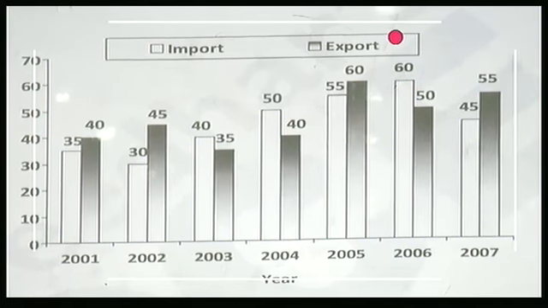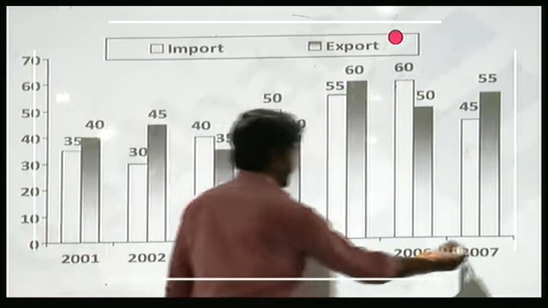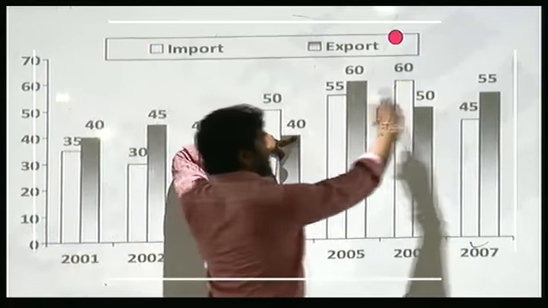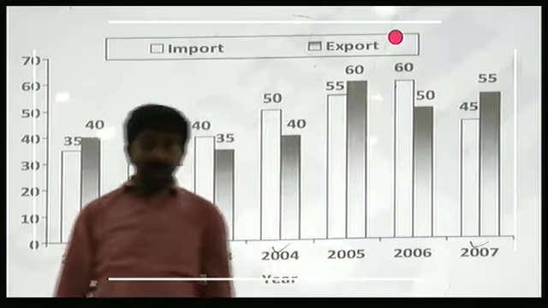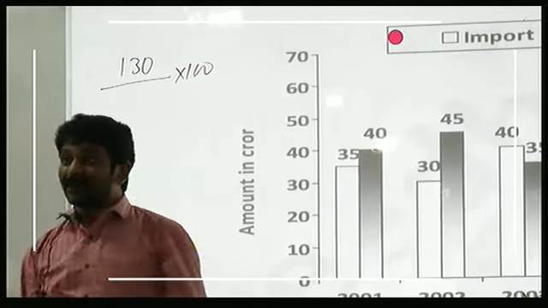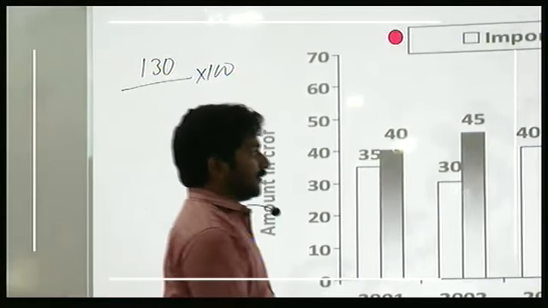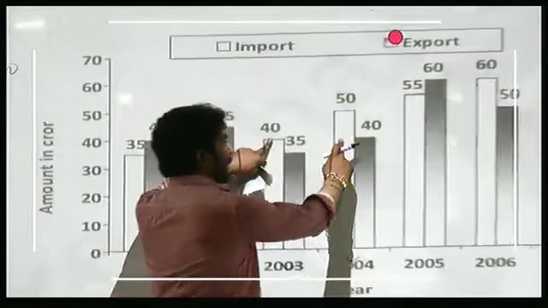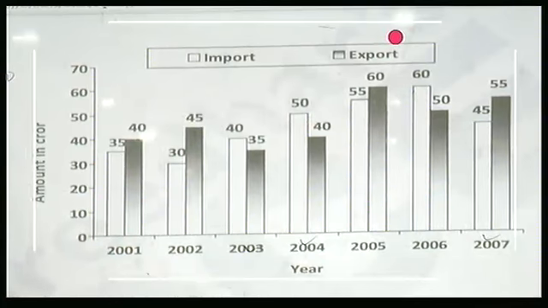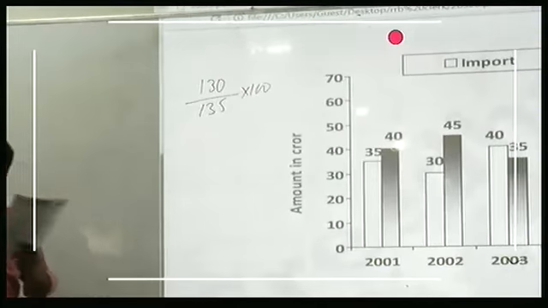Next, 79. The total exports in the years 2003, 4, 7 together are what percent of the total imports during the same period? 3, 4, 7. Total imports 35, 40, 75. 75 plus 55 is 130. So 130 is what percent of the total imports in that year? 40, 50, 90. 90, 45, 135. So 130 is what percent of 135?